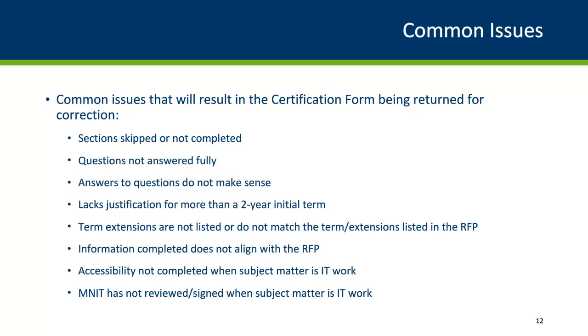Here are common issues with the cert form. Common issues that will result in the PT unit returning the certification form for correction are: sections are skipped or not completed, questions are not answered fully, answers to the questions do not make sense, it lacks justification for more than a 2-year initial term, extensions are not listed or do not match the term extensions listed in the RFP, the information completed does not align with the RFP, accessibility was not completed when the subject matter is IT work, and Minute has not reviewed or signed when the subject matter is IT work.